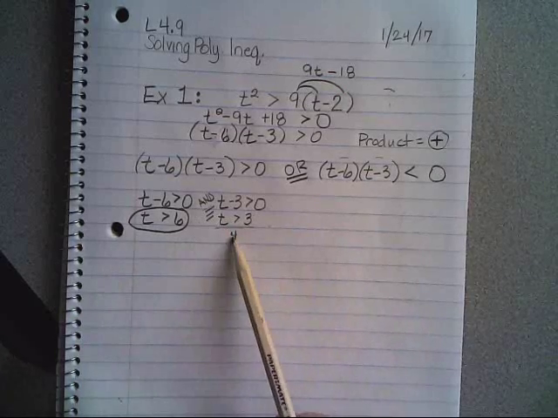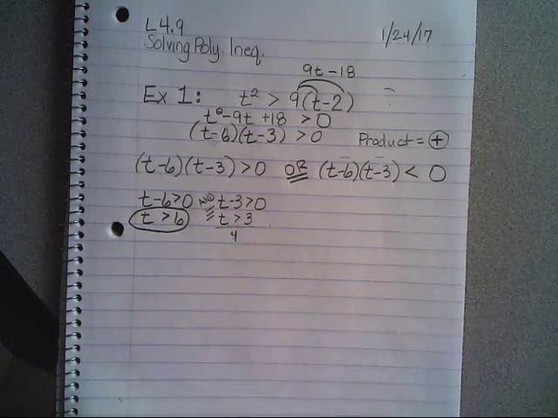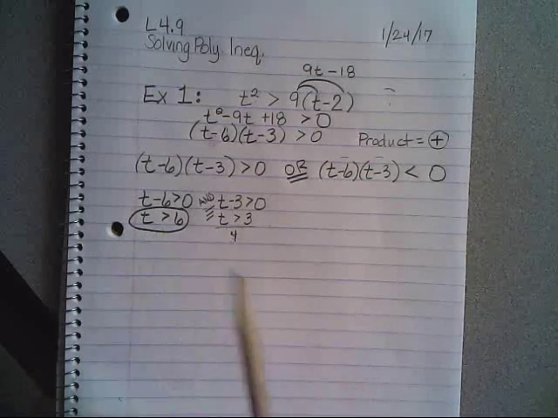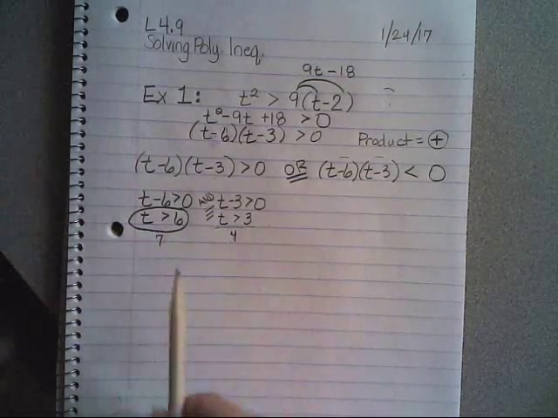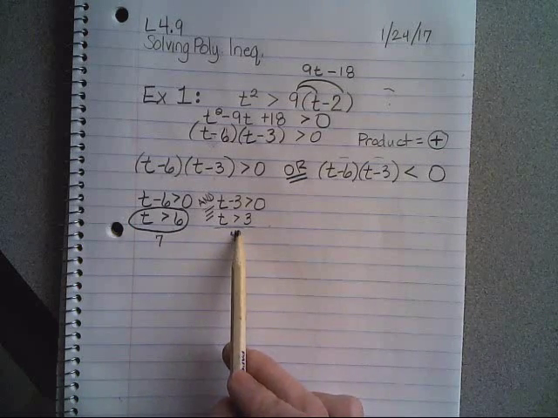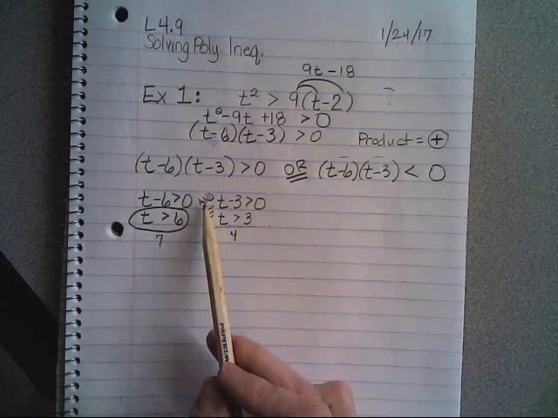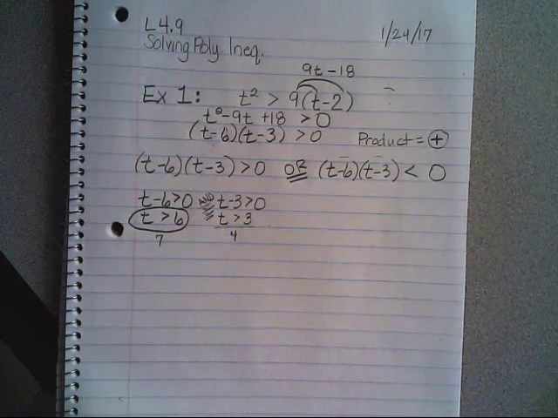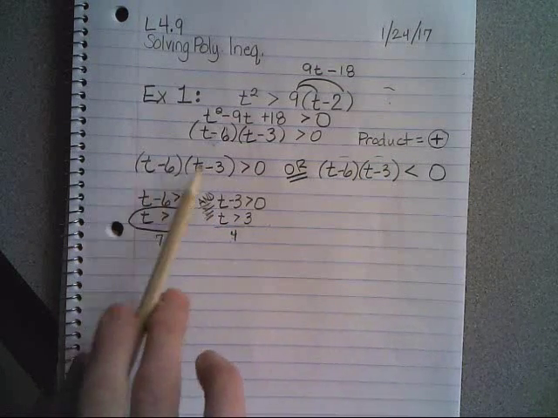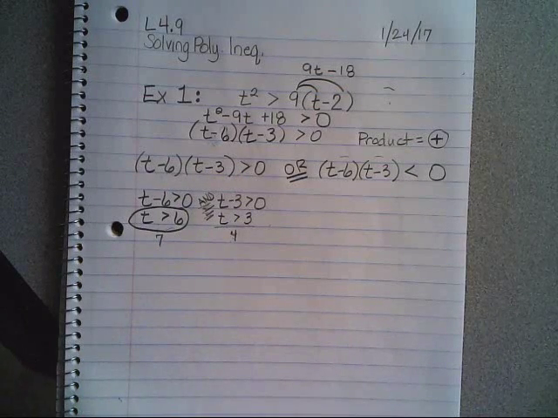Okay, because 4 wouldn't work, 5 wouldn't work, and the number 6 wouldn't work. However, take the number 7. Is the number 7 greater than 6? Yep. Is it greater than 3? Yep. So only numbers greater than 6 satisfy both. And remember, both have to be true to be greater than 0, and only things greater than 6 satisfy both.